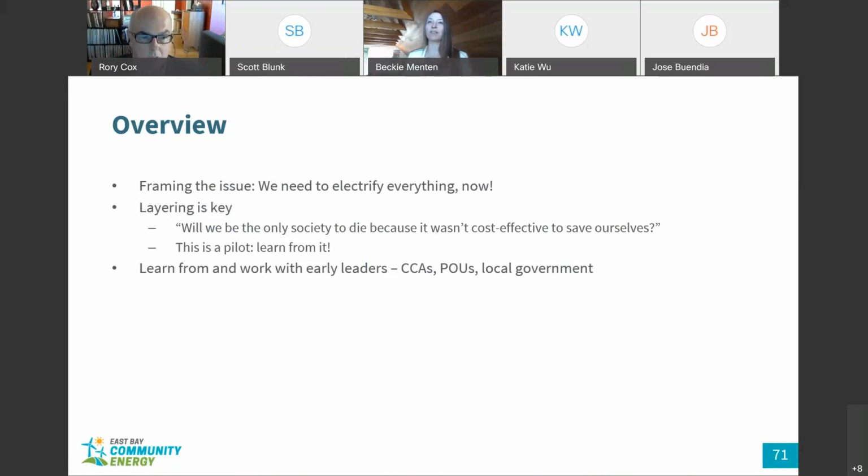Another important takeaway from this is that this effort is really a pilot. These are early steps in what we know will need to be a much longer term initiative. So it's really important that we take away learning opportunities from this experience. And then finally, there's a lot of opportunity to look at what has already been done. CCAs, publicly owned utilities, and local governments have been investing in electrification of buildings for many years. And there are some good early lessons learned there.